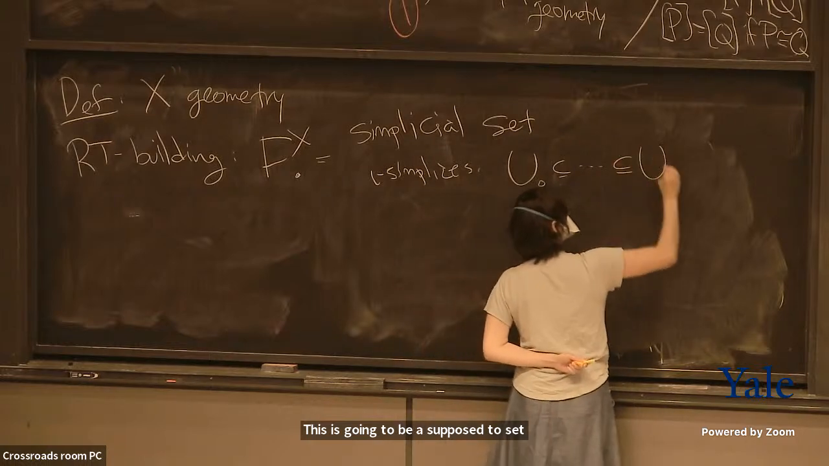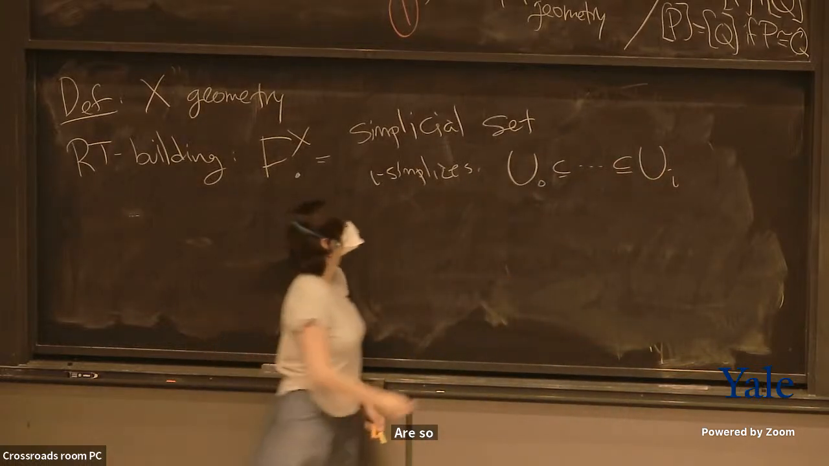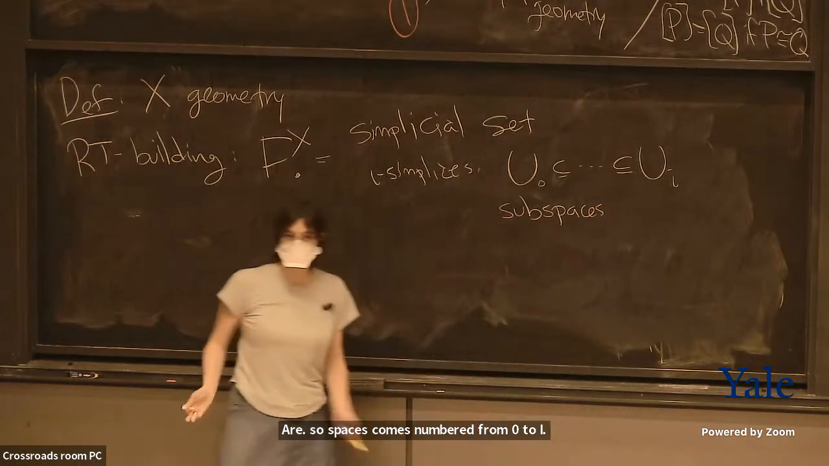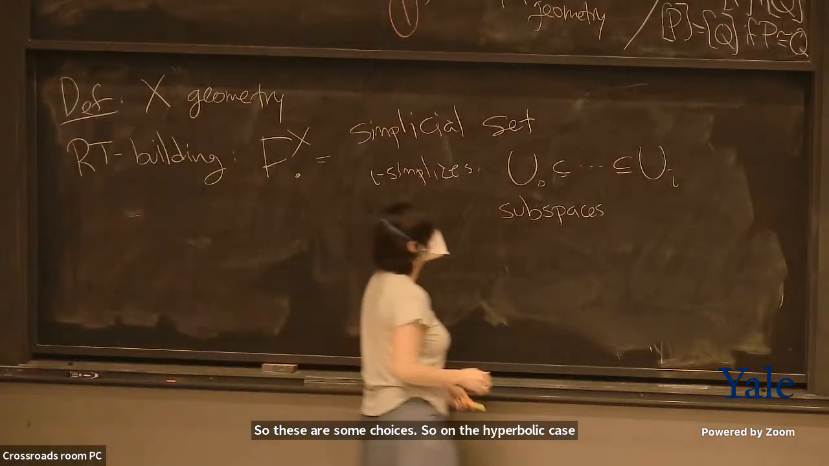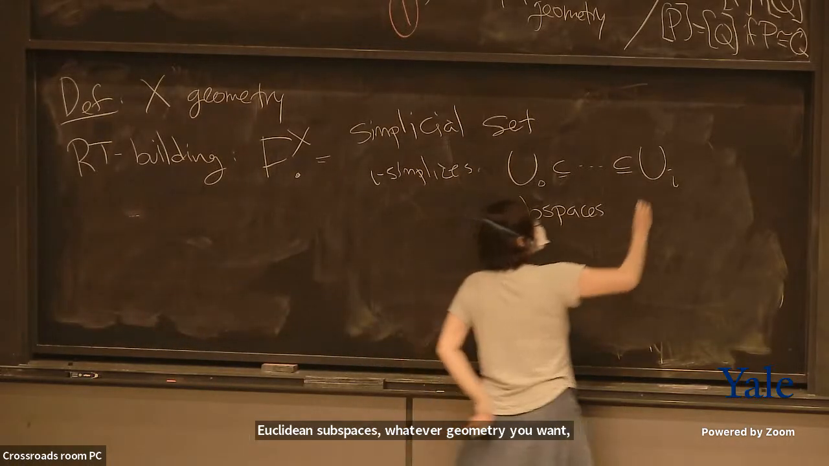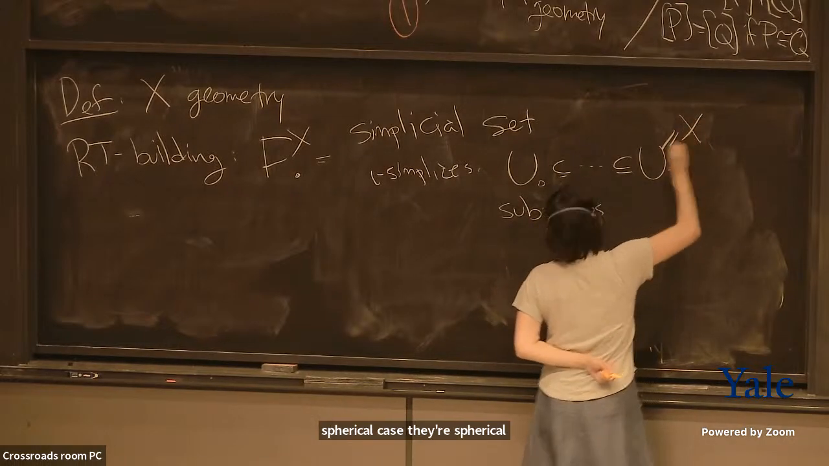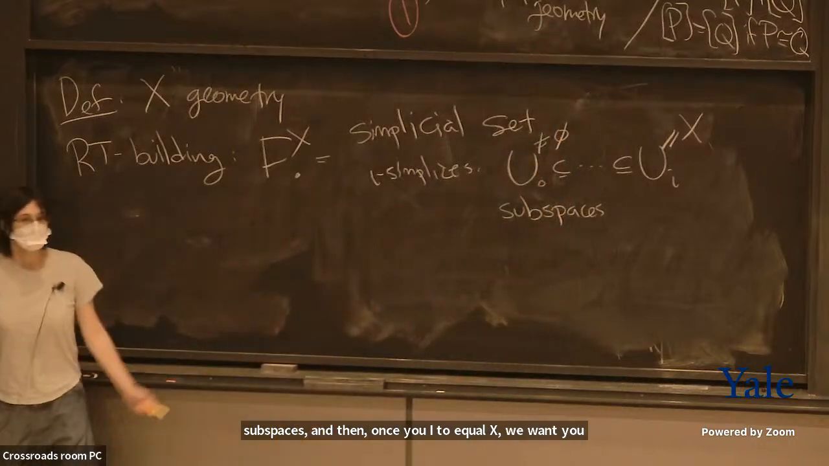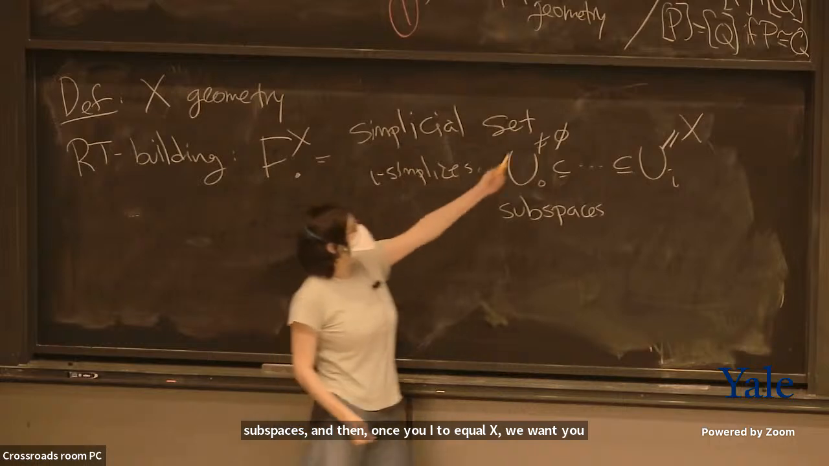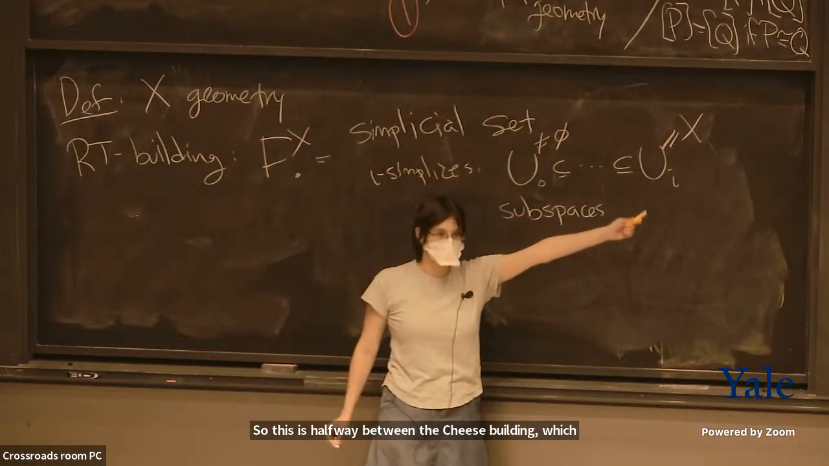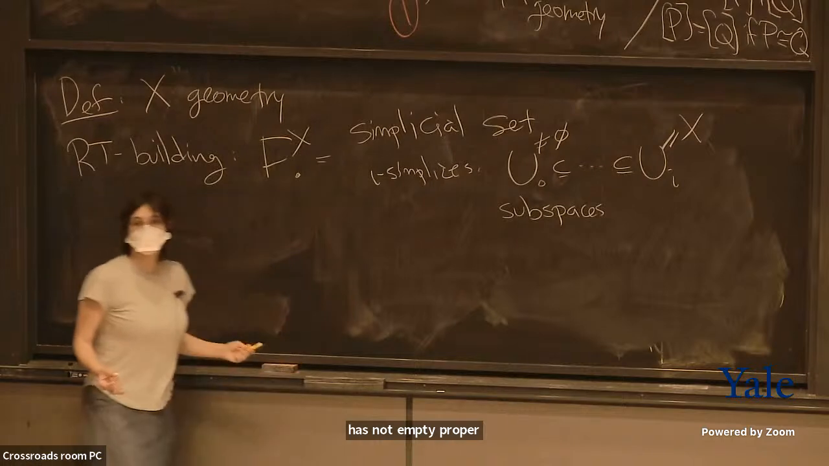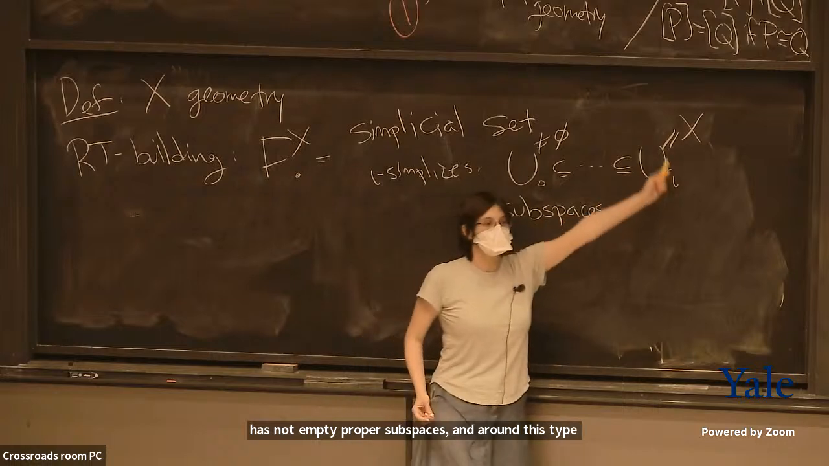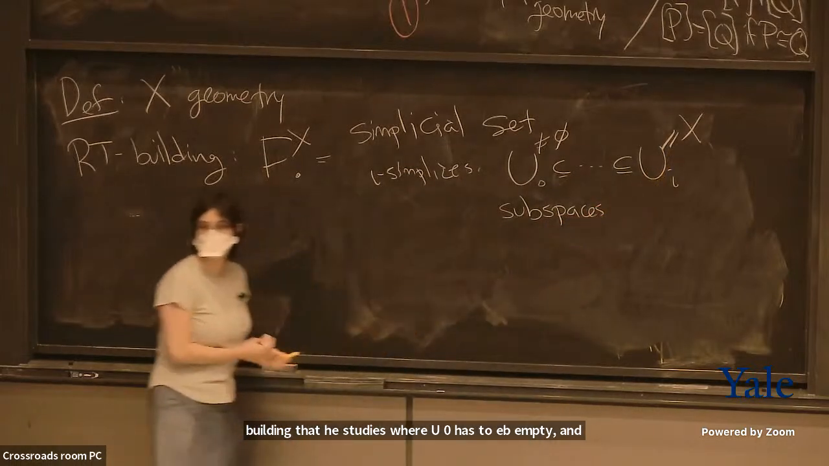whose i-simplices are chains of subspaces numbered from 0 to i. So these are subspaces. So in the hyperbolic case, there's hyperbolic subspaces, in the Euclidean case, the Euclidean subspaces, whatever geometry you want. In the spherical case, there's spherical subspaces. And we want u_i to equal X, and we want u_0 to be non-empty. So this is halfway between a Tits building, which has non-empty proper subspaces, and a Rognes-type building that he studies, where u_0 has to be empty and u_i has to equal the whole thing. So it's sort of this weird unbalanced thing.